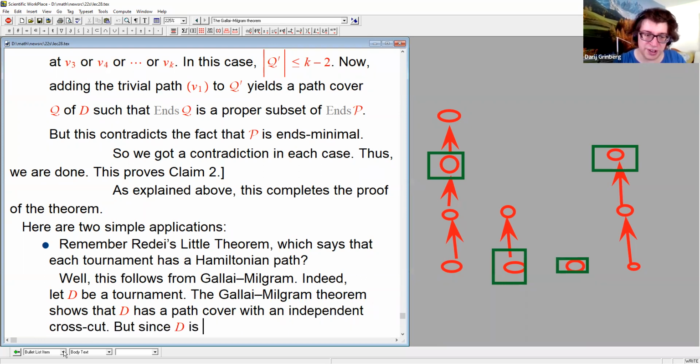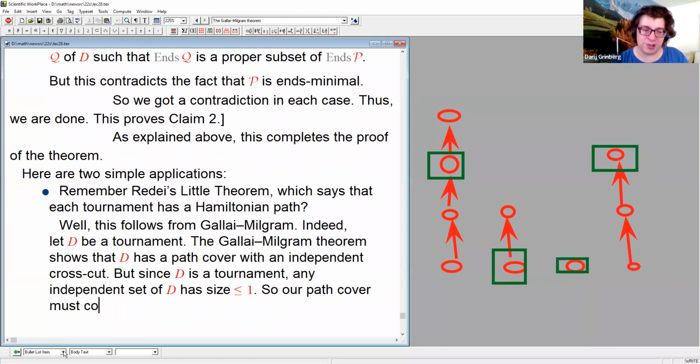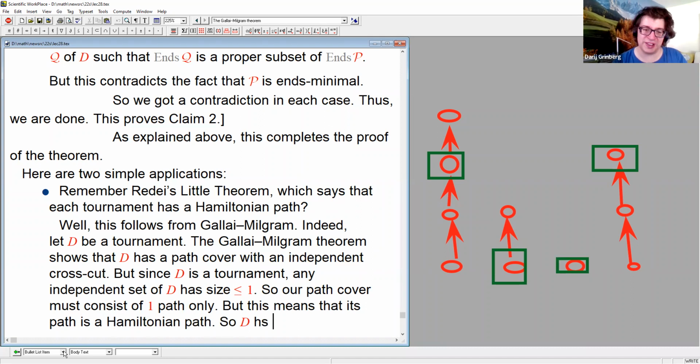But since D is a tournament, any independent set of D has size less than or equal to 1, because as soon as you pick two distinct vertices, one has to have an arc to the other, and that means they're not independent. So our path cover must consist of one path only. Otherwise, its independent crosscut would have size at least 2, and then it wouldn't be independent. But this means that its path is a Hamiltonian path. So D has a Hamiltonian path.